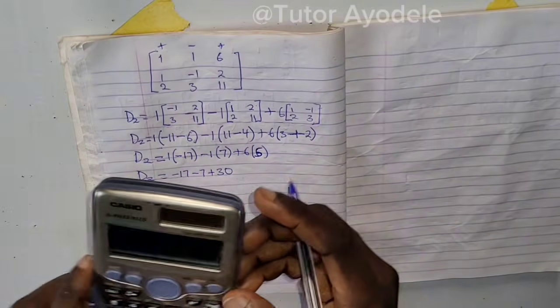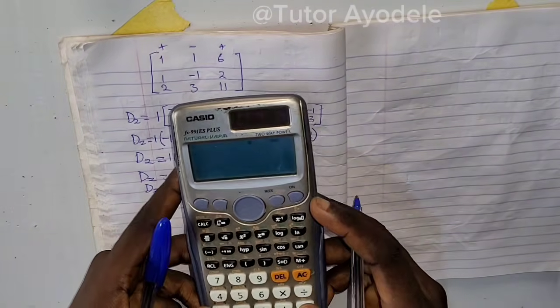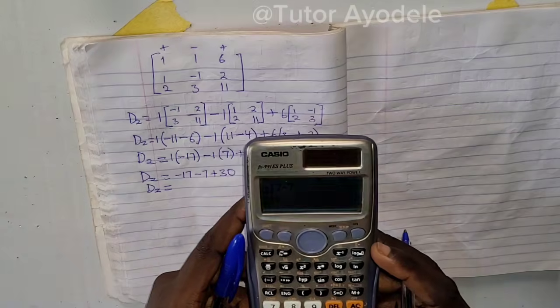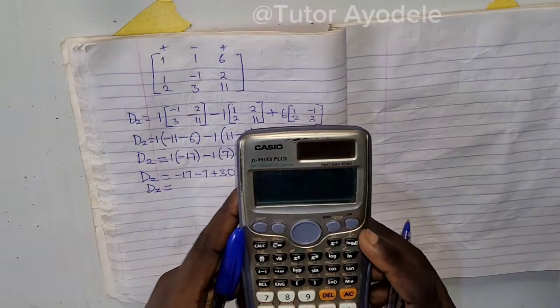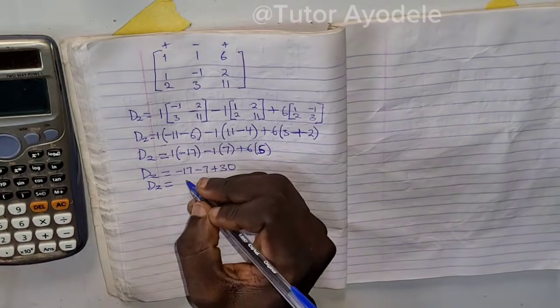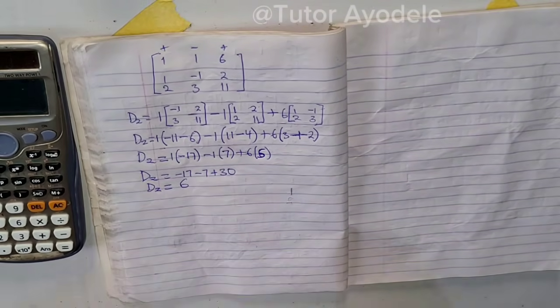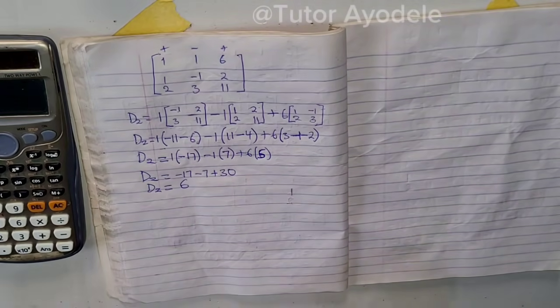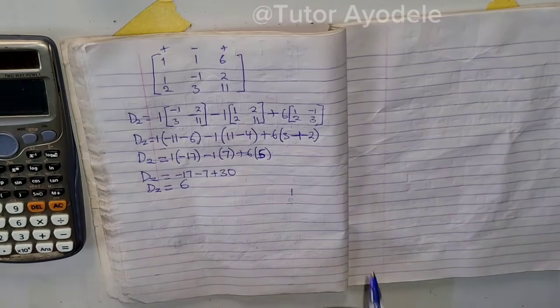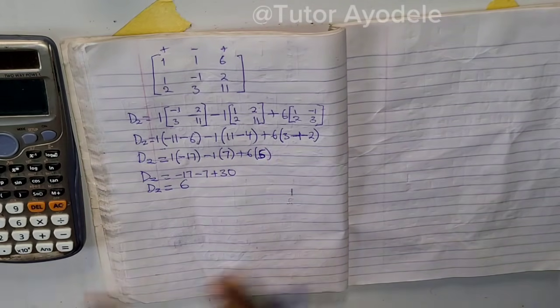What would that give us? Go to your calculator. Minus 17 minus 7 plus 30. It gives us what? 6. You can see 6. So it gives us 6. So okay. Now, in the next 1 minute, we'll be done with the complete questions. Okay. So last thing to do.